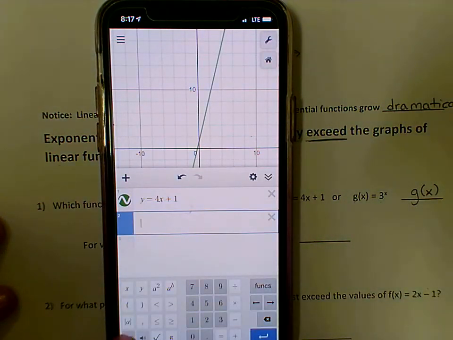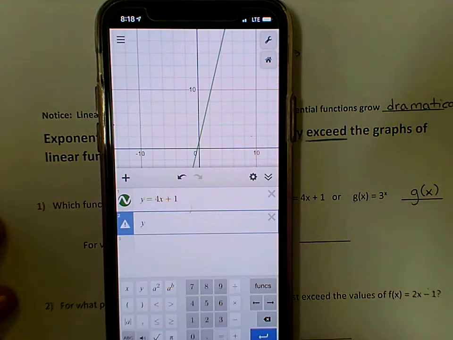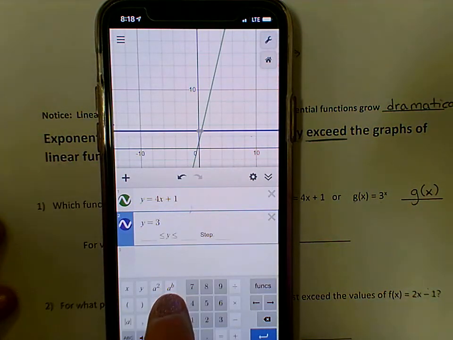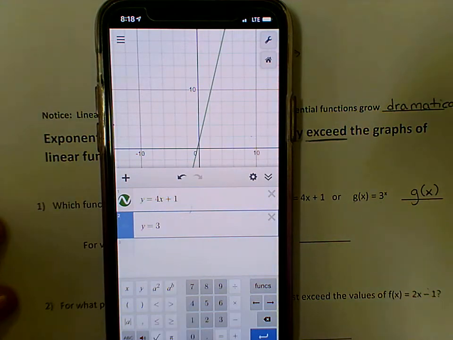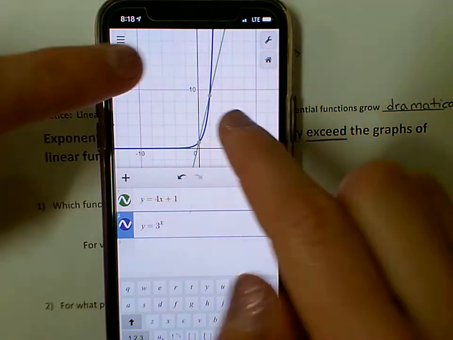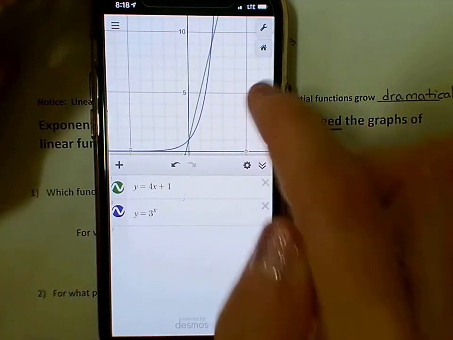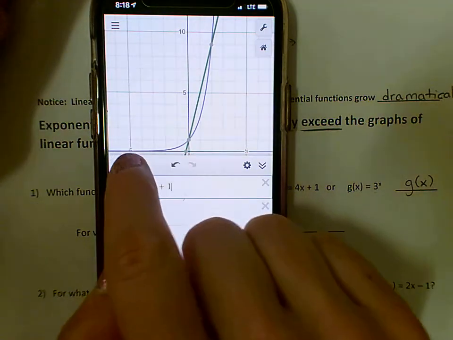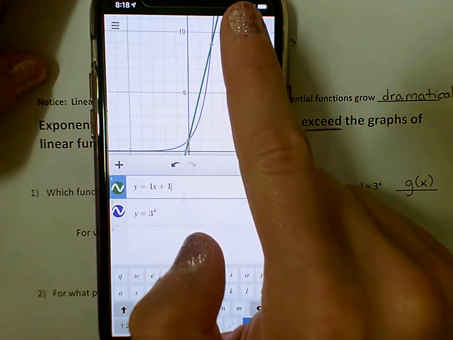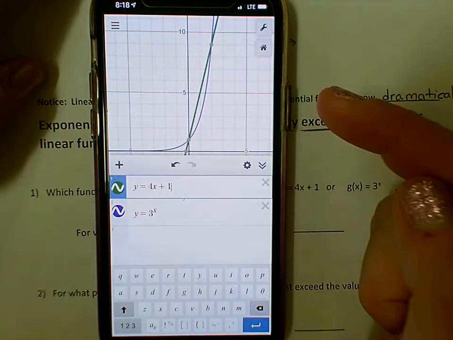So instead of g of x, I'm going to just put a y. It makes it easier on me. So y equals 3, and then you press the A to the B button to the x power. And then notice they'll graph them. So what you're looking for, let me see if I can zoom in here, is, do you see, the exponential function is in purple, and then the linear function is in green.